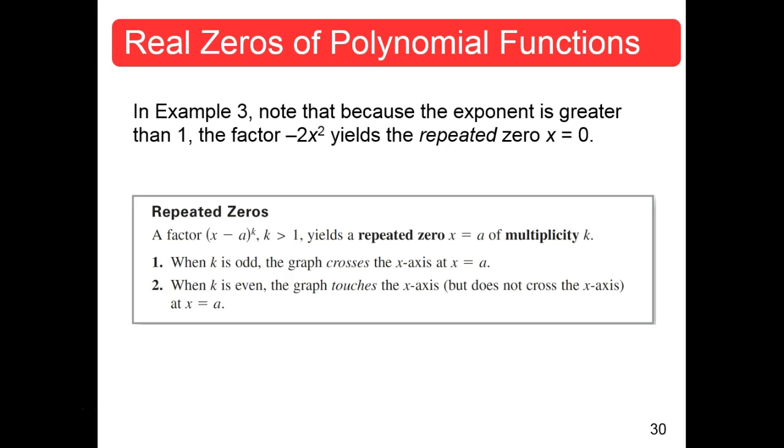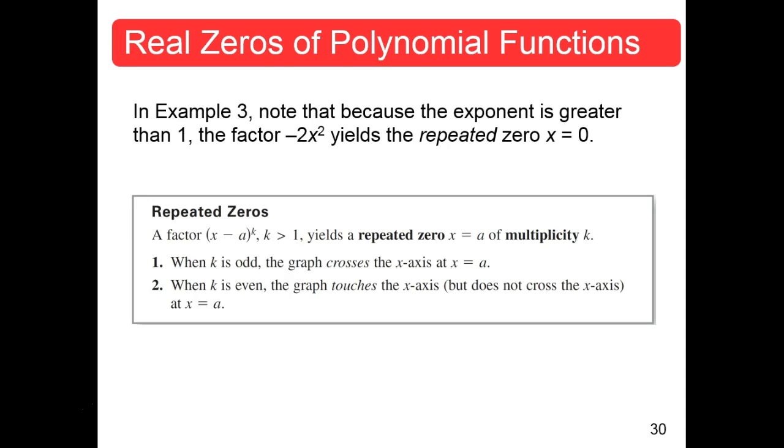When k is even, 2, 4, 6, 8, whatever, the graph touches the x-axis there, but does not cross it. If it's on the upper side coming in, it's on the upper side going out. If it's on the lower side coming in, it's on the lower side going out. It touches, but does not cross. Okay? So that's what multiplicity tells you.